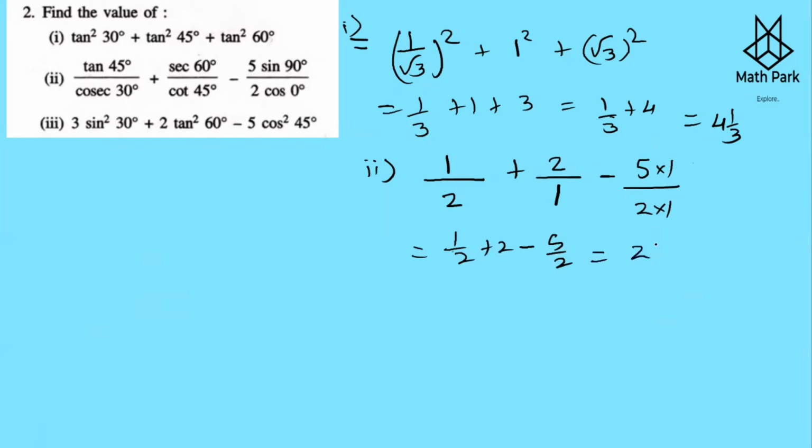2 plus 1 by 2 is 2.5. And 5 by 2 is again 2.5. So 2.5 minus 2.5, we get this as 0. Got it? So let us solve the third part over here.